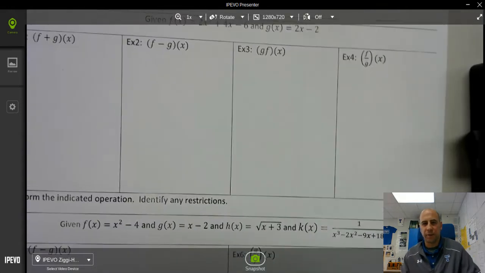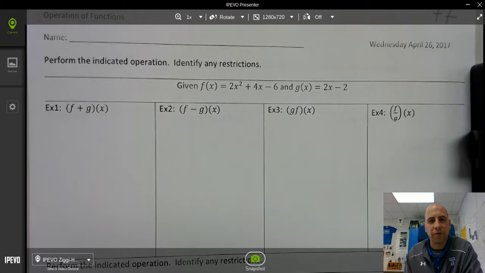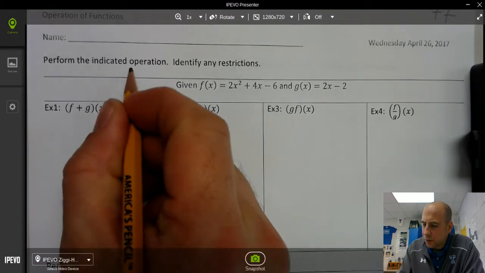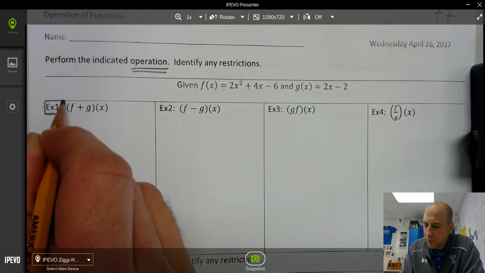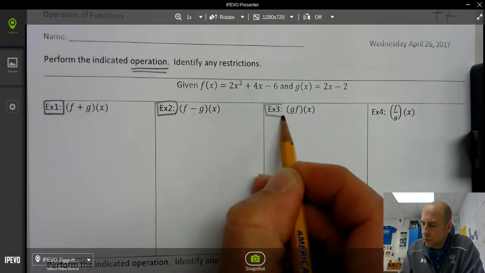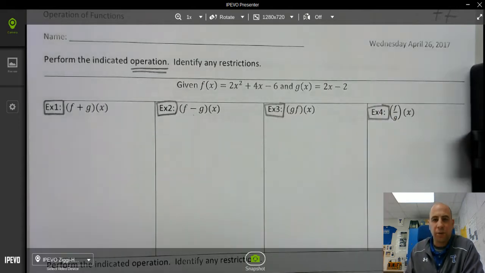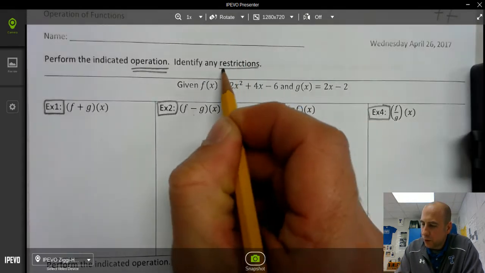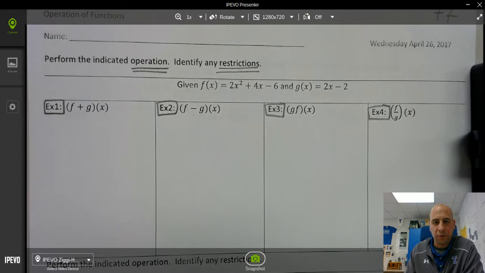Let's take a look at the examples. It says perform the indicated operation, identify the restriction. Since it's operation, I'm going to do example 1 because it has addition, example 2 because it has subtraction, example 3 because it has multiplication, and example 4 because it has division. So I'm going to do those 4 examples in the video to cover all the operations, and then we're going to identify the restrictions. It has a restriction if there's a denominator or a square root.